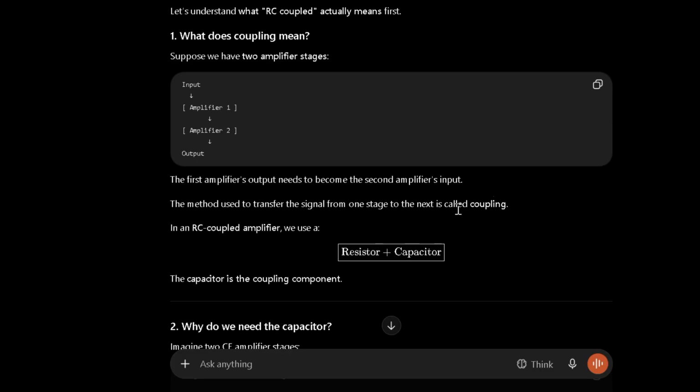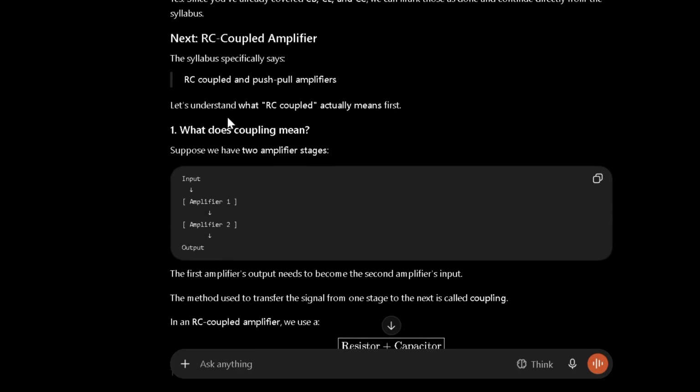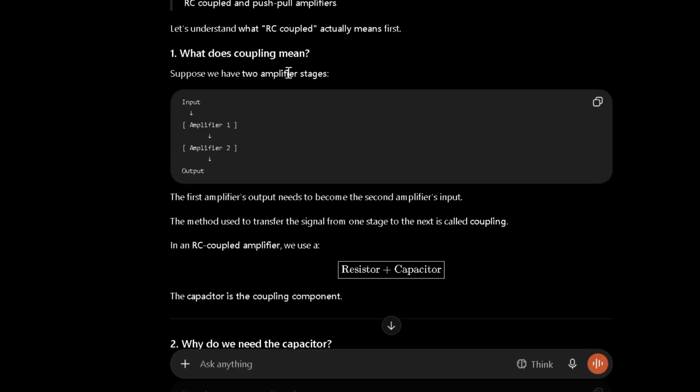Coupling means this is an amplifier, and this is an amplifier. It doesn't state what kind of amplifier. Two amplifiers are there, with input and output. The first amplifier's output becomes the second amplifier's input. The method used to transfer the signal from one stage to the next is called coupling. In the RC coupled amplifier, we use a resistor plus capacitor. The capacitor is the coupling component.